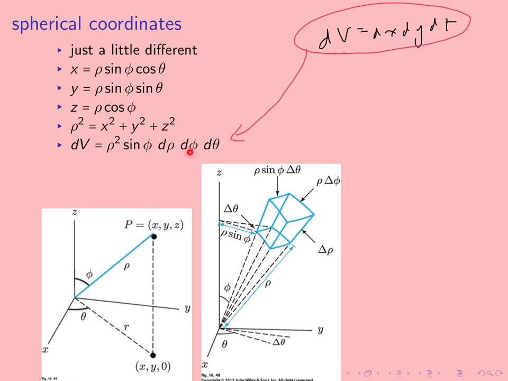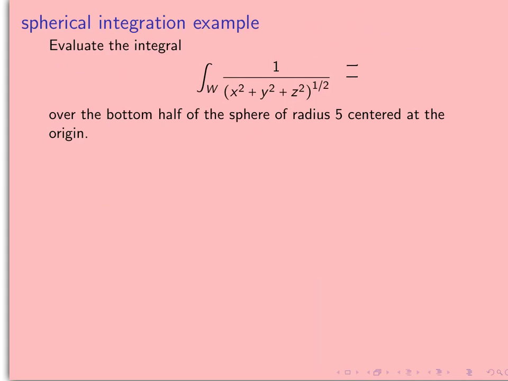Okay, so let's try an example. We're going to evaluate the integral of 1 over the square root of x squared plus y squared plus z squared over the region W. This is a region in 3-space, and that region is the bottom half of a sphere of radius 5 centered at the origin. First notice that x squared plus y squared plus z squared is exactly rho squared, and rho squared to the 1/2 is rho. So right away, this turns into a triple integral over W of 1 over rho. There should be a dV in there, sorry, dV.